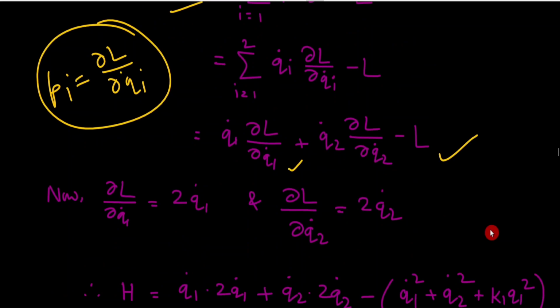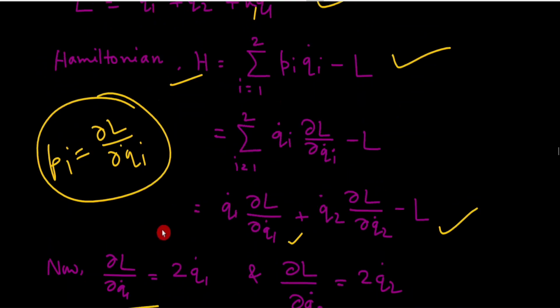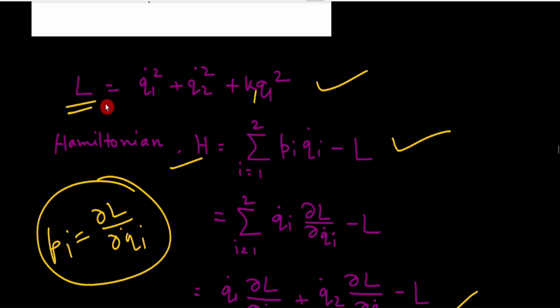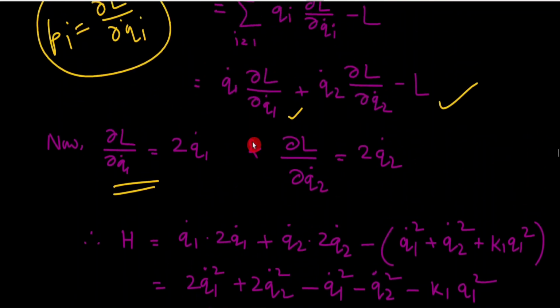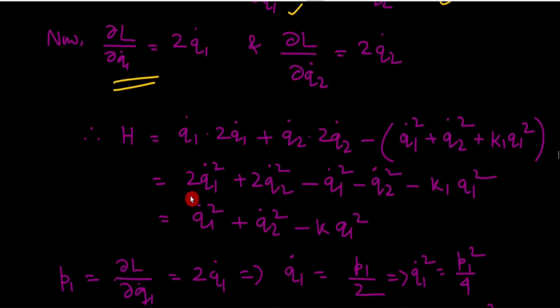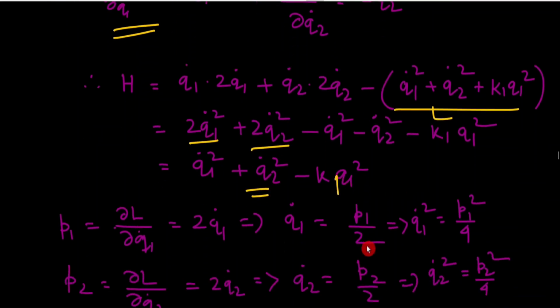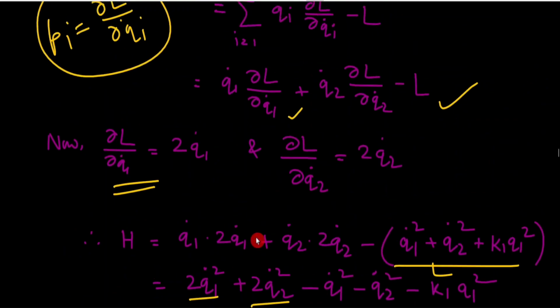Now del L del qi dot we find from the given L. Del L del q1 dot equals 2 q1 dot and del L del q2 dot equals 2 q2 dot. Therefore H equals, we put the values of del L del q1 dot, del L del q2 dot and L. So we get 2 q1 dot square plus 2 q2 dot square minus the value of L, which gives q1 dot square plus q2 dot square minus q1 square. And we know that p1 equals del L del q1 dot, and del L del q1 dot equals 2 q1 dot from the given L.